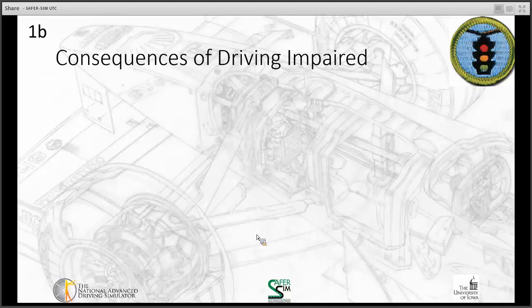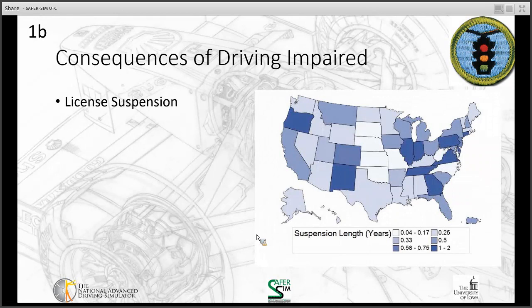So, consequences of driving while impaired. License suspension. What that means is that you could have your license taken away for a period of time. This graph shows how long you might have your license taken away. It ranges from 15 days on the short end in some states all the way up to 2 years for a first offense. So depending upon what state you're in, you could lose your license for as little as 15 days or for as long as 2 years for driving while under the influence of alcohol.